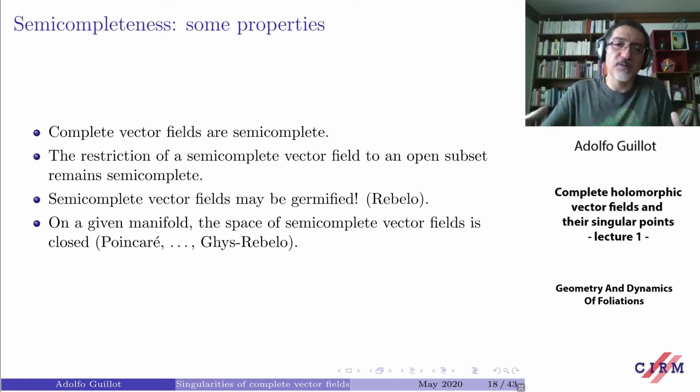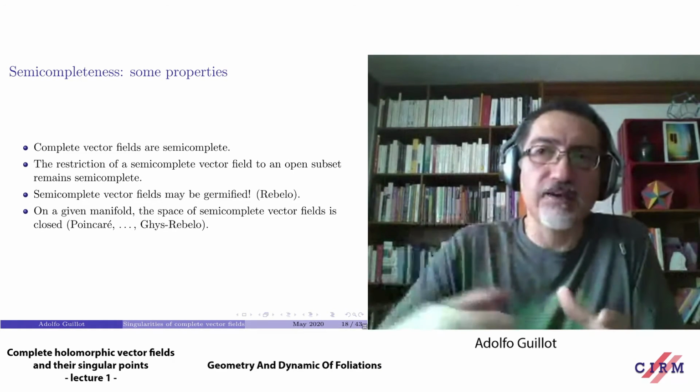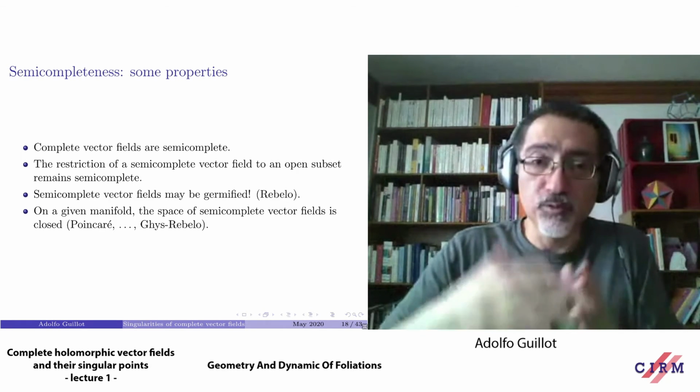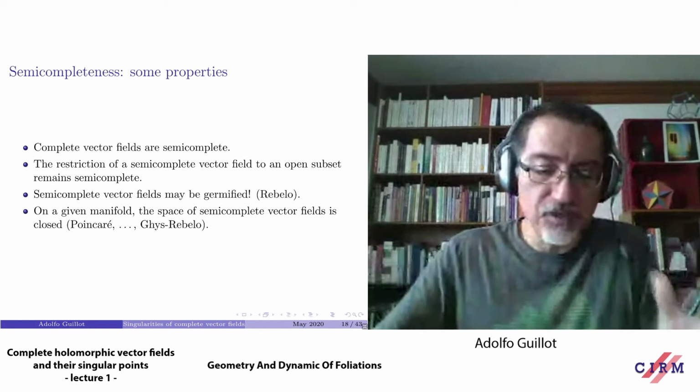If you start with a complete vector field and you restrict it to an invariant open subset, you will still have an action. But if you do not restrict it to an invariant subset, you will still have a semi-complete vector field. And if you have a semi-complete vector field and you restrict it, you will still have such a vector field. And in fact, you can do this up to the limit. You can speak of germs of semi-complete vector fields.